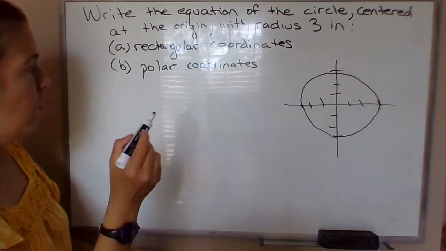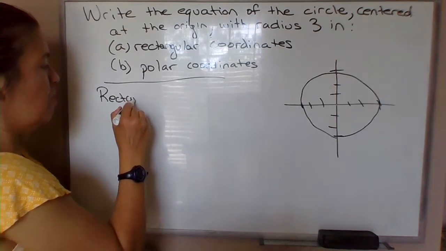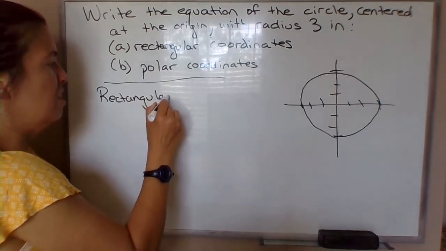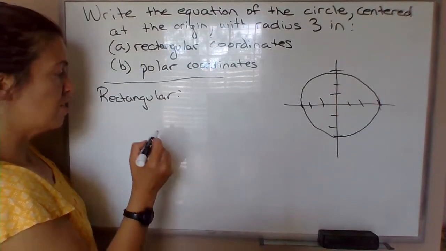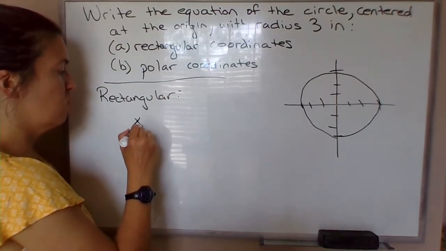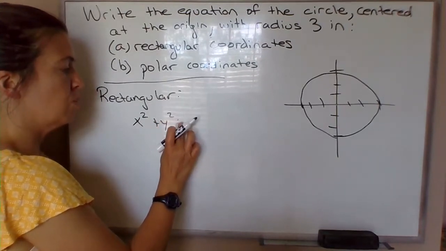So you may recall from your algebra days that the standard form for the equation of a circle centered at the origin is x squared plus y squared equals r squared.